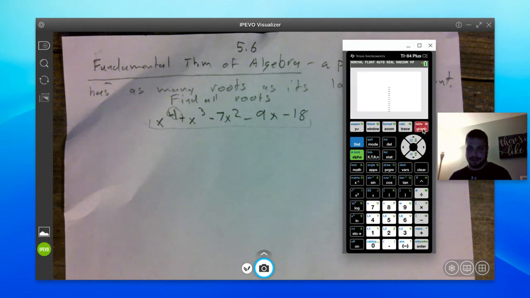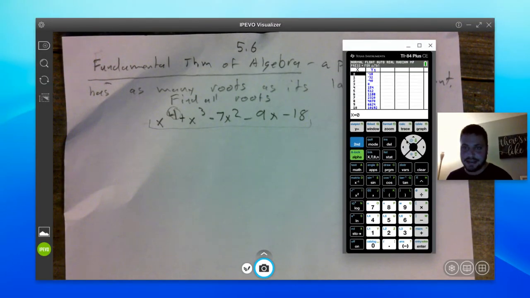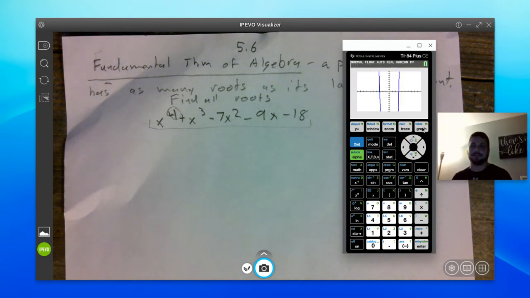Okay, and I'm going to hit graph, and I'm going to look at the graph. It's going to give me some roots. Look, I think it's showing me that -3 and +3 are roots. I can go to my table, I can check that. As long as -3 and +3 have a y value of 0, which they both do, as you can see, then I know that those are roots.